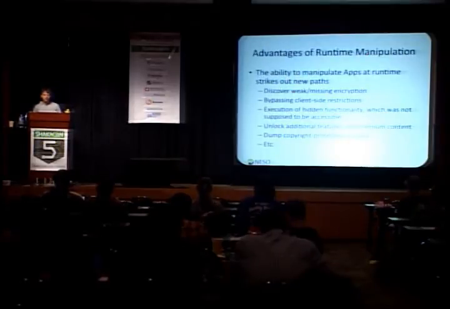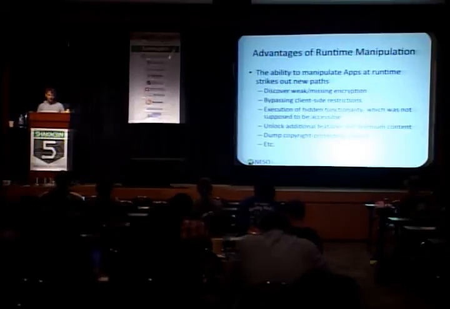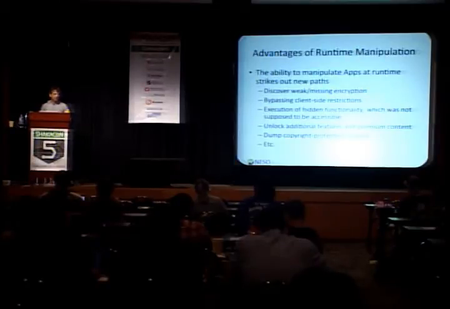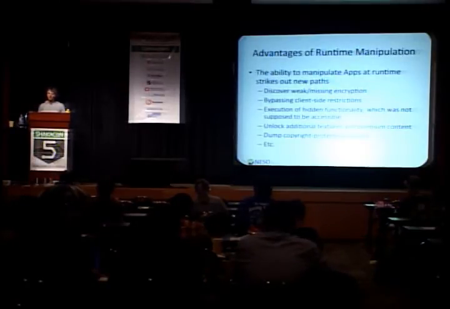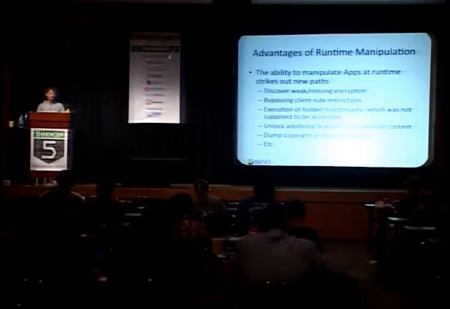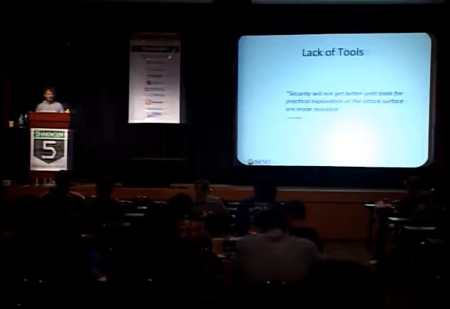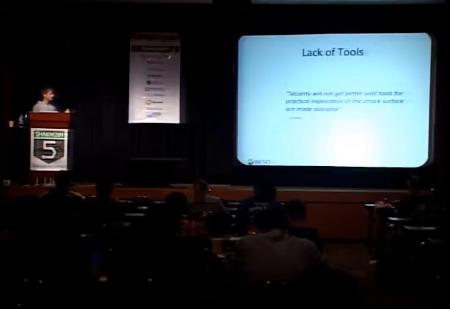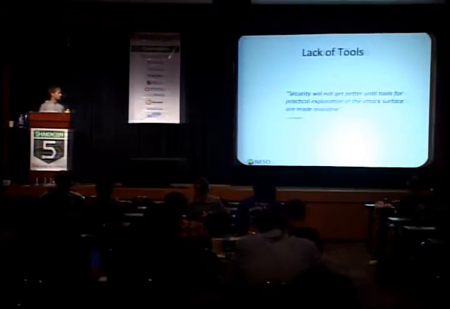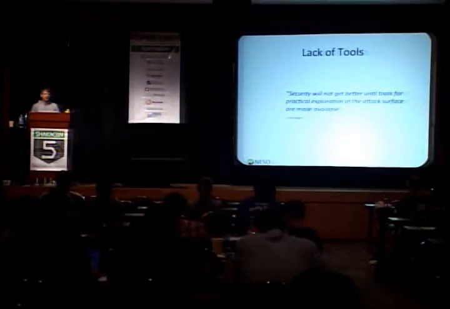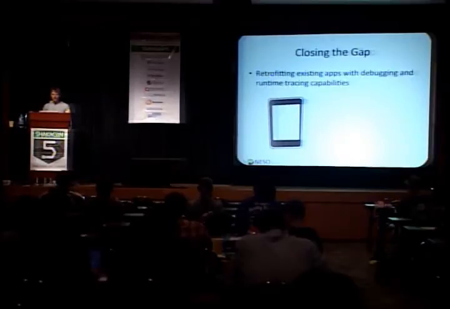So to sum up, runtime manipulation increases the attack surface of mobile apps. It assists security assessments, and even new attack vectors might arise. The only problem is that there are almost no tools available for this dynamic analysis. Although you know the techniques and you could compile a static library and so on, it would be quite time-consuming, and you wouldn't do that on your daily pen testing basis. And as Josh Wright said, and I like that, security will not get better until tools for practical exploration of the attack surface are made available. In the following, we will close that gap of missing tools.